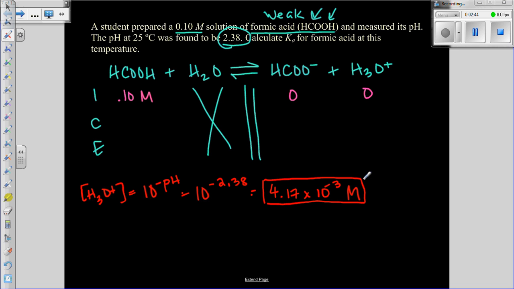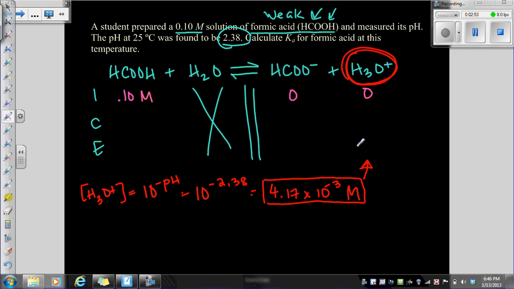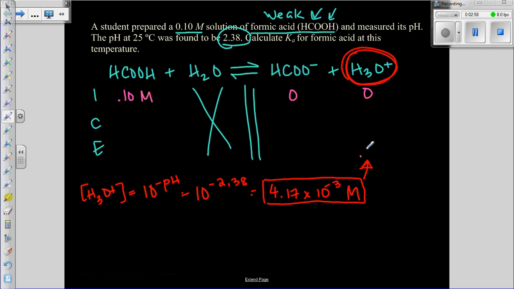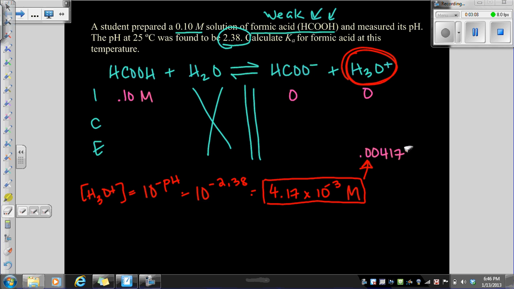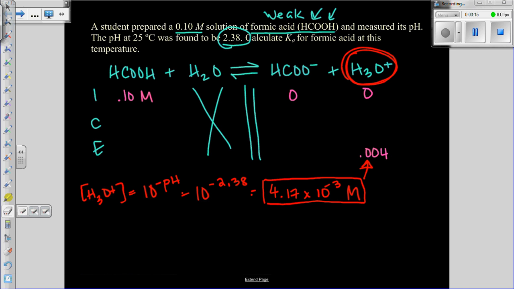Okay, now this is the concentration of hydronium ion that is present in the solution. So that's really this right here. So we can fill that in. So I'm going to do that in pink. And I think I'm also going to do it not in scientific notation. So 0.00417. And if I'm doing sig figs, two numbers past the decimal, so I should have 2 sig figs. So let's get it that way so it looks a little bit more normal.